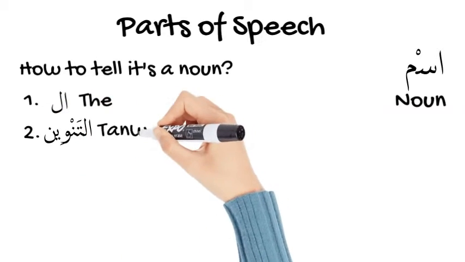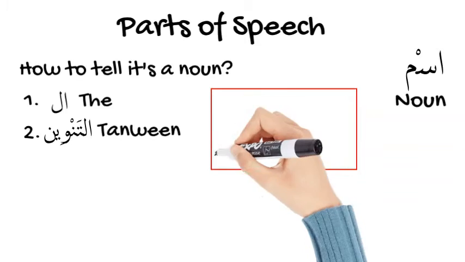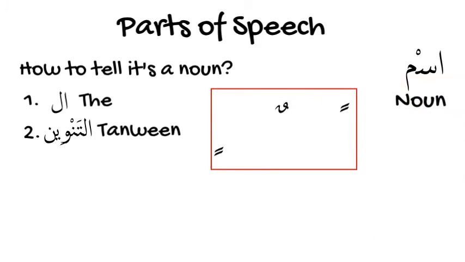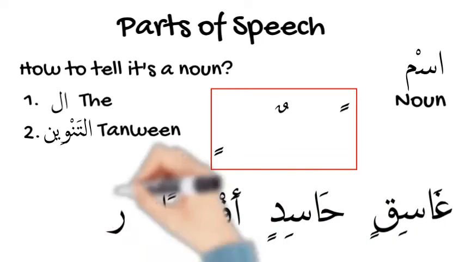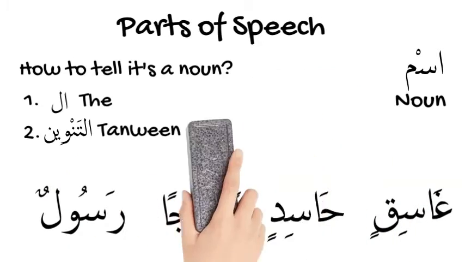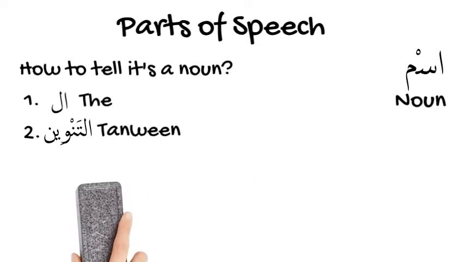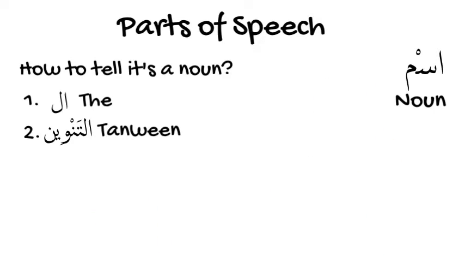The second way to tell that this is a noun is that it would have a tanween. Tanween means two fathas, two dhammas, or two kasras at the end of the word. So words such as ghasiqin, hasidin, afwaja or afwajan, or rasulun, they're all nouns because they have a tanween, and verbs and particles can never have a tanween.